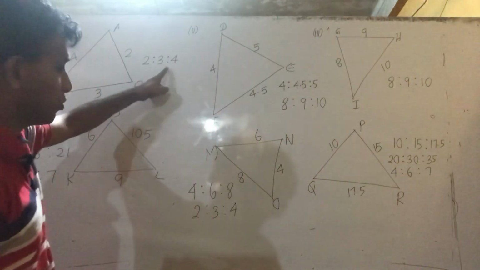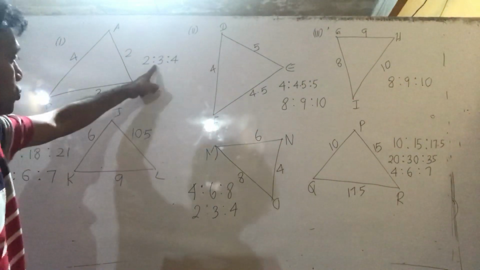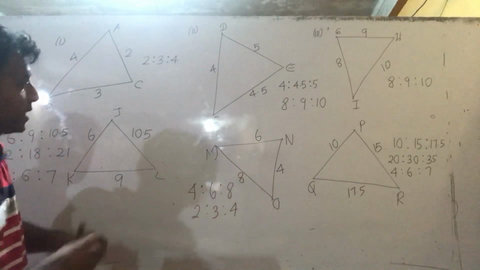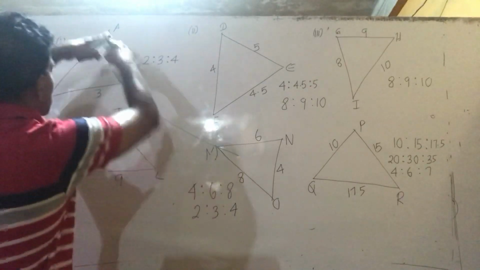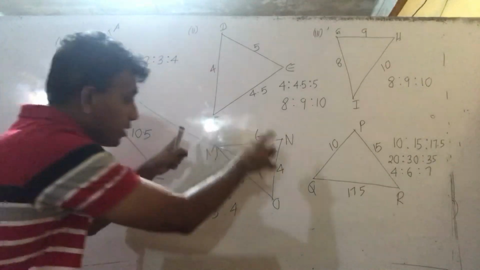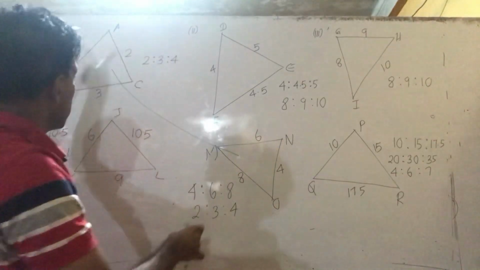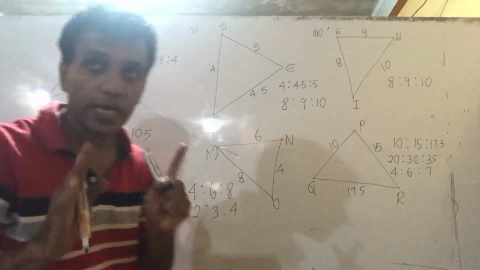Say it is 2, 3, 4. Is it 2, 3? Yes, here. 2, 3, 4, 2, 3, 4, right? So I link it. You can write it in word form. Triangle ABC and OMN. Write it. Triangle ABC and OMN are equiangular.